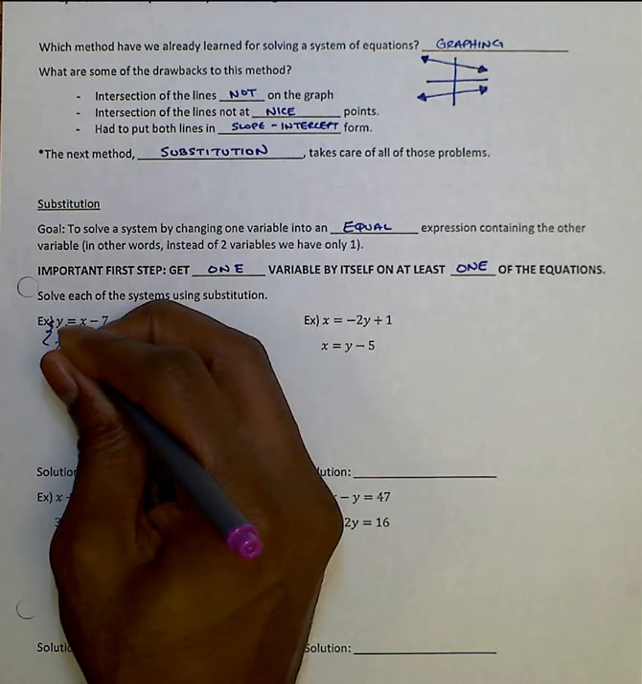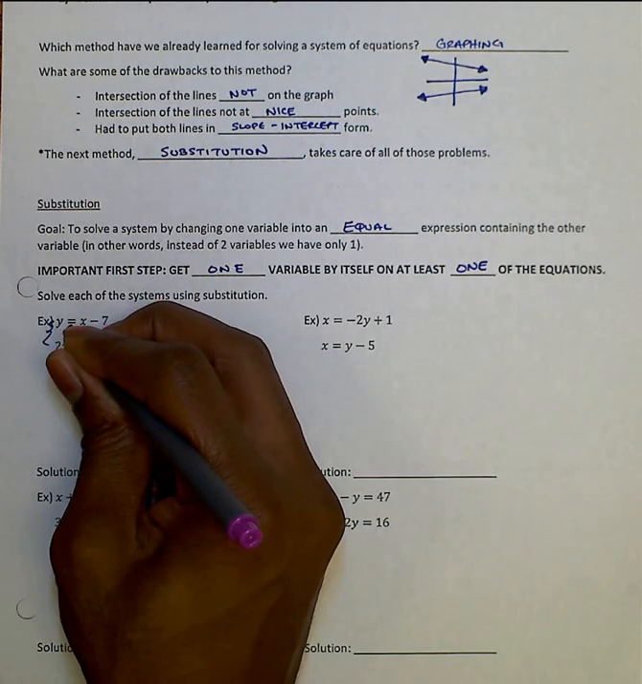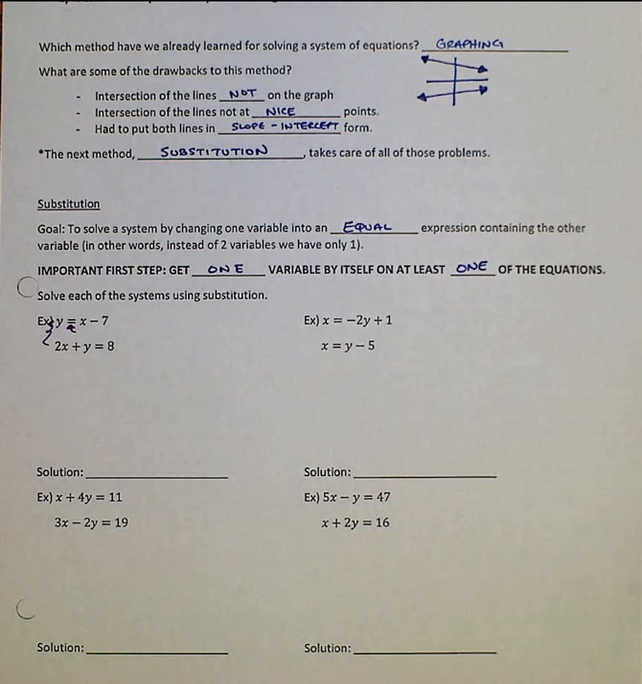Now, we call it substitution because now, in the second equation, well, let's talk about the equal sign and what the word equal means. Equal means the same as. If we have an equal amount of food, we have the same amount of food. So y equals x minus 7. y is the same as x minus 7. Now that's important because we're going to substitute in our next equation.